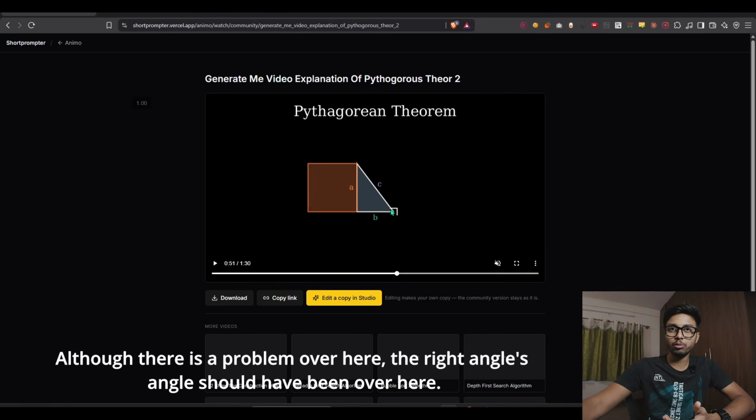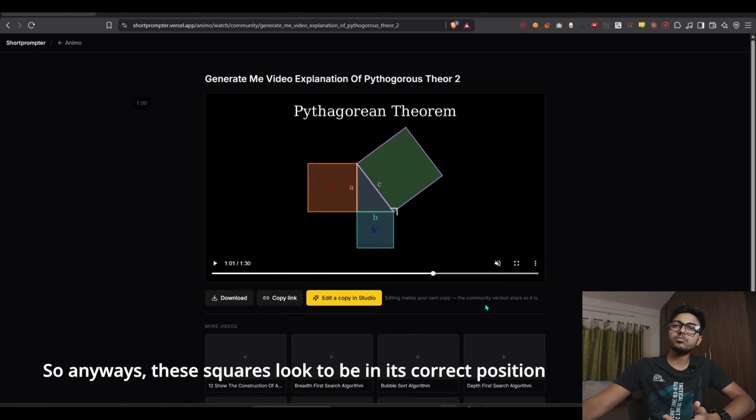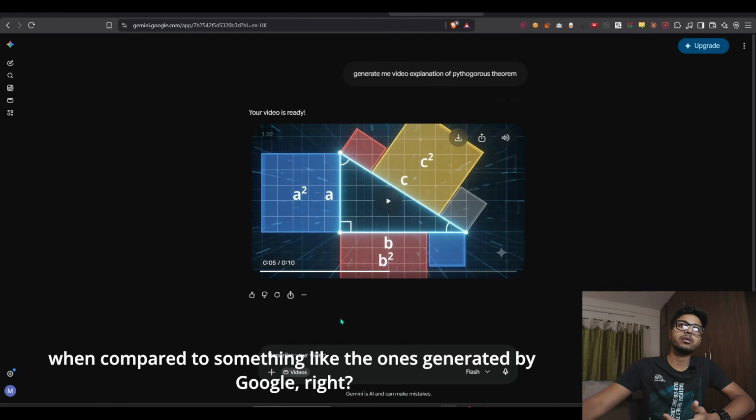Although there is a problem over here with the right angle, which should have been over here. Anyways, these squares look to be in the correct position when compared to something like the one generated by Google, right?